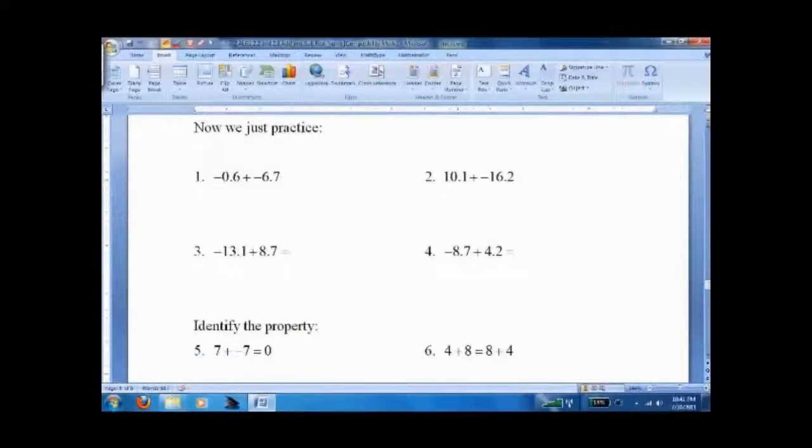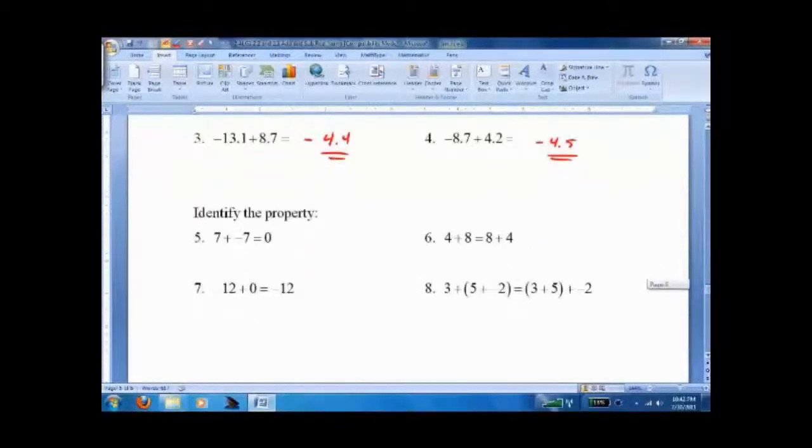Negative 0.6 plus negative 6.7, negative 7.3. 10.1 plus negative 16.2, negative 6.1. Negative 8.7 plus 4.2, negative 4.5. And if I made any mistakes, I apologize. I'm doing this on the fly. Negative 13.1 plus 8.7 is a negative, and I believe it's going to be 4.4.